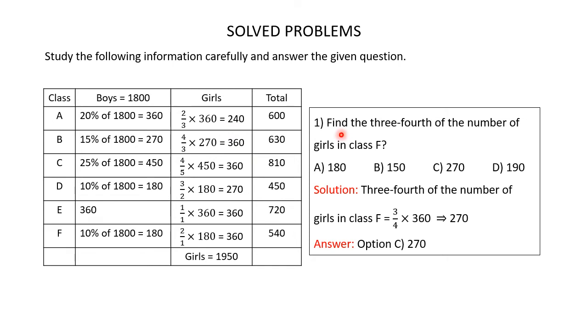Find 3/4 of the number of girls in class F. You are given 4 options here and you have to find out which of these options is the correct one. According to this table, the total number of girls in class F is 360. So 3/4 of the number of girls in class F is 3 by 4 multiplied by 360, which is 270. So the correct answer is option C, 270.